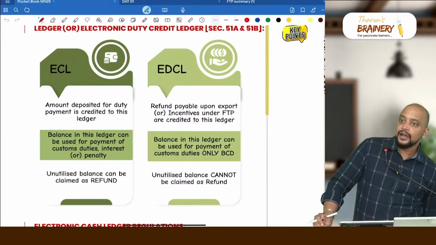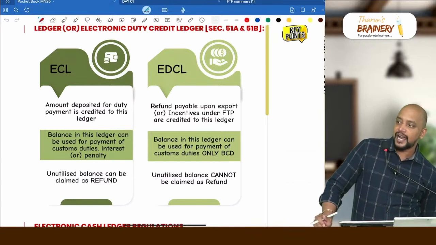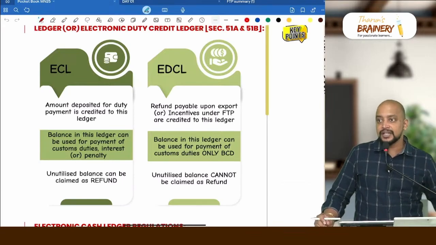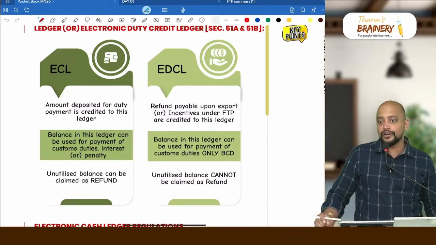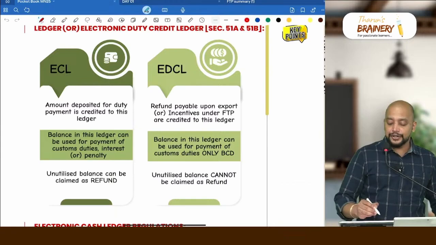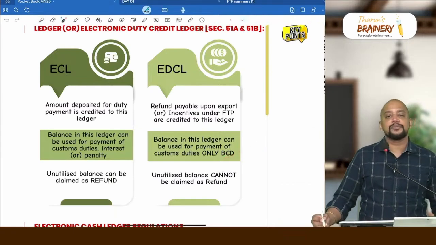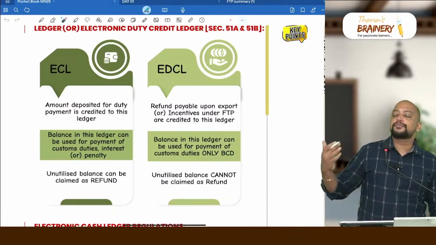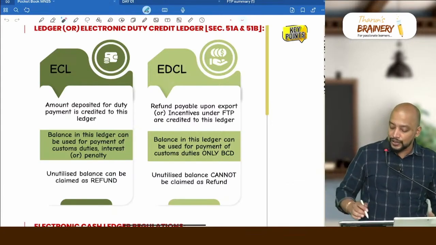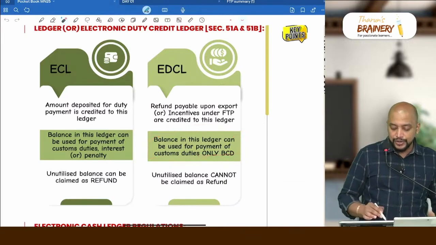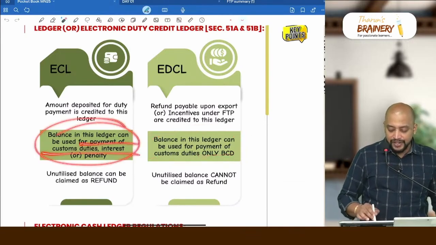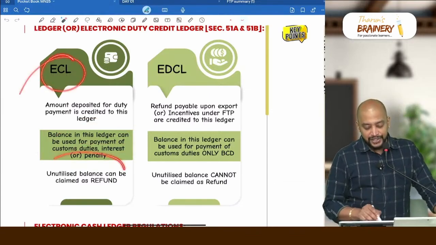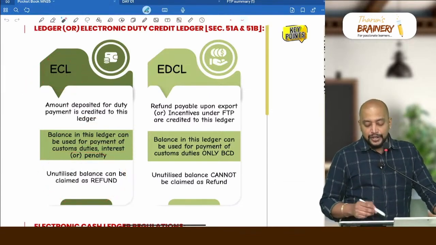Then I for interest on account of delay in payment of tax or duty, P for penalty, F for fees, that is late fees for delay in filing the bill of entry, etc., and O for others. But the balance in the electronic duty credit ledger can be used only for payment of basic customs duty. It cannot be used for payment of other things. Even social welfare surcharge and IGST cannot be paid from it, only basic customs duty. But the cash ledger can be used for payment of customs duty, interest or penalty. Whatever excess balance you have in the electronic cash ledger, the unutilized balance can be claimed as a refund.